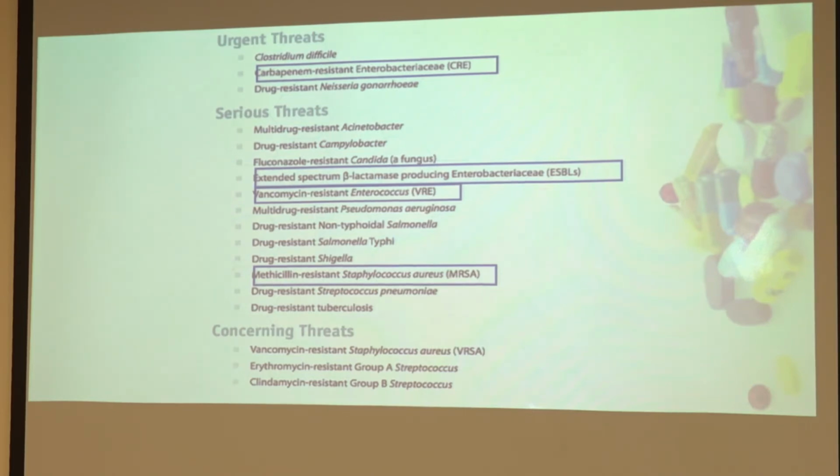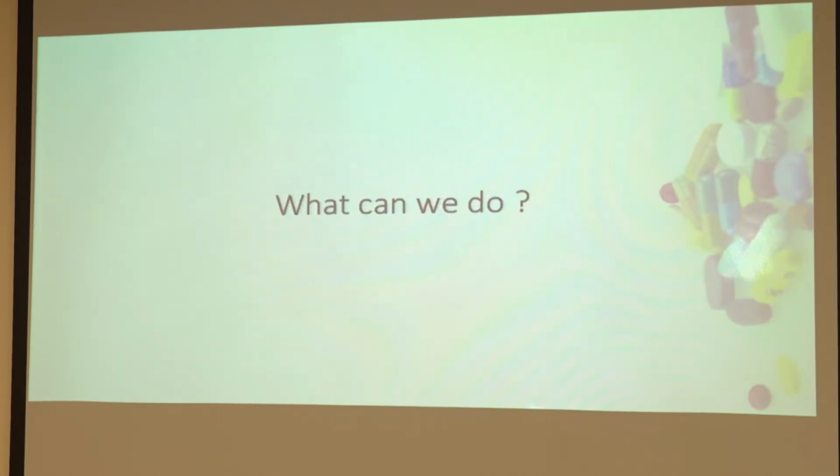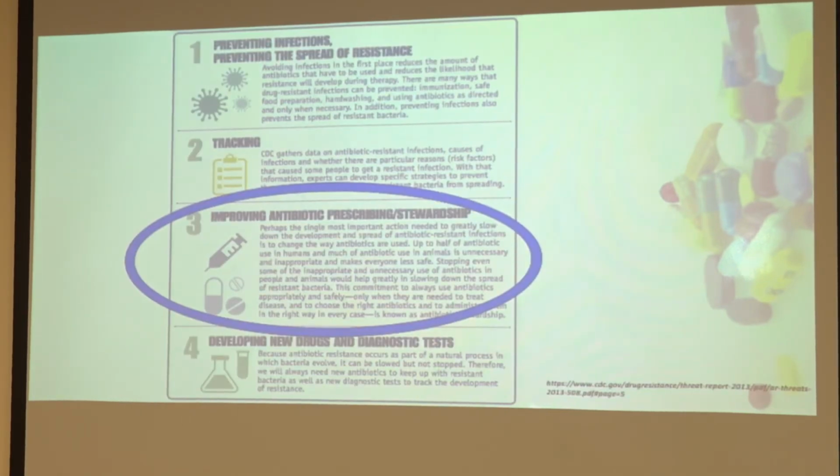So these were all the threats that CDC reported. Just given the time constraint, we could just focus on a few, but as we can see, the list is long. So what can we as healthcare providers do to halt the development of this antibiotic resistance? In the same report, CDC recommended these 4 steps. The first was primary prevention, just preventing infections from happening. If infections are not happening, you won't have to give antibiotics. You'll probably cut down the development or spread of resistance.